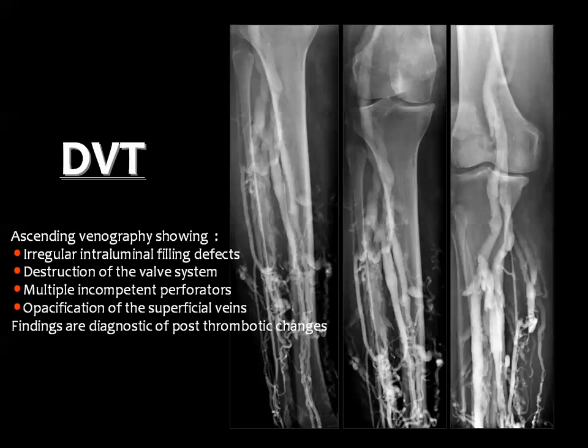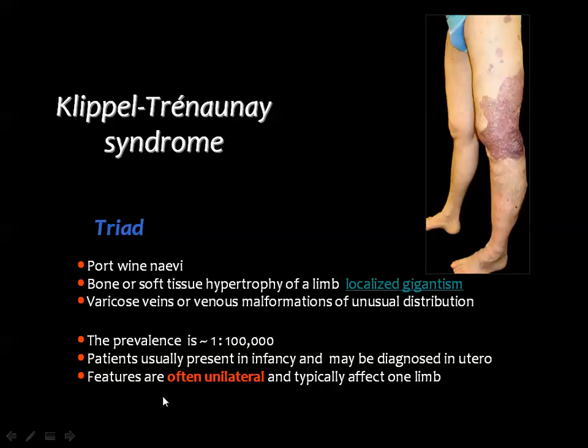And in cases of deep venous thrombosis after treatment, you get the post-thrombotic manifestations, which include irregular luminal filling defects, like these filling defects, for example, destruction of the valve system, and multiple incompetent perforators driving the blood supply to the superficial veins, resulting in opacification of many of the superficial veins. All these symptoms are included under the title of post-thrombotic changes.